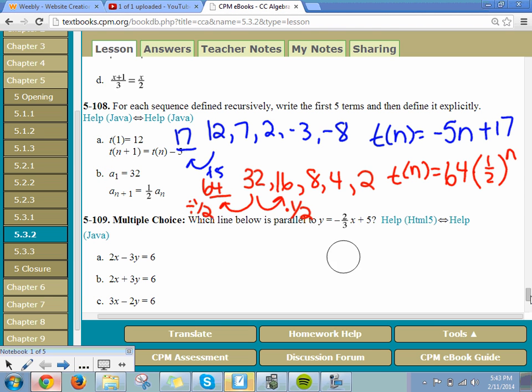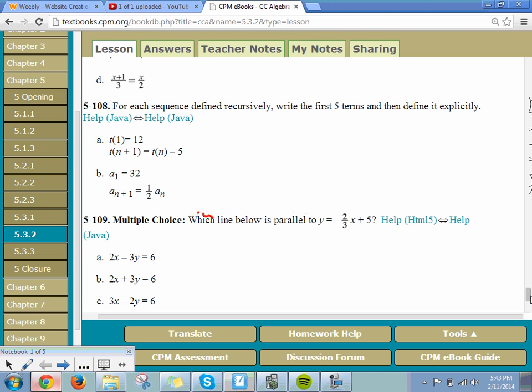You should be feeling really comfortable being able to do problems like this. If you're not, please come in and see me for extra help.